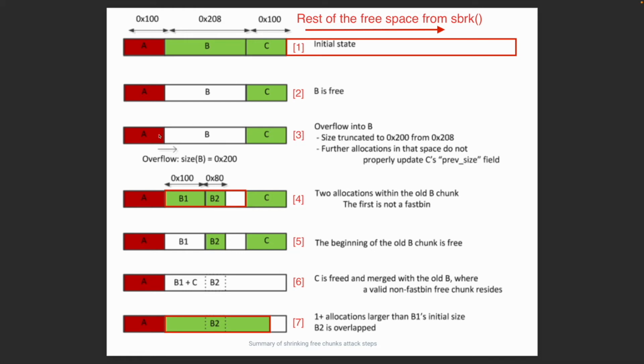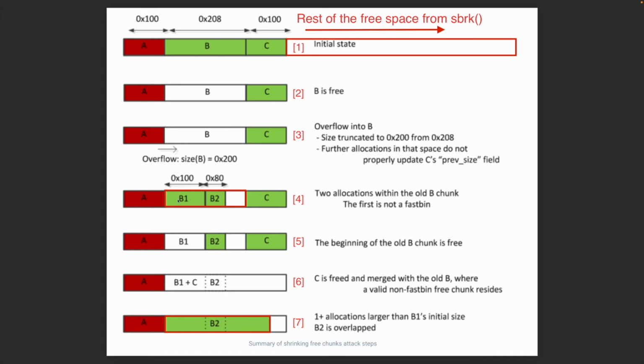And then we'll input a string into A, which will cause an overflow into B of exactly 1 byte. And this 1 byte will affect the least significant byte in the size variable. So the size inside the header will be truncated to 200 from 208. However, this will not affect the previous size variable in C because this only poisons B, and C will still think that its previous size is 208, and B will think itself only 200. So there is asymmetric information.